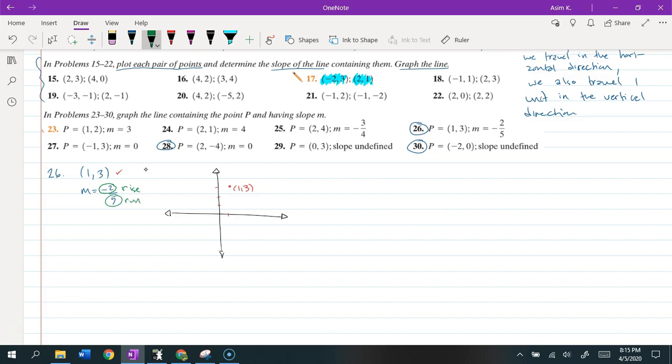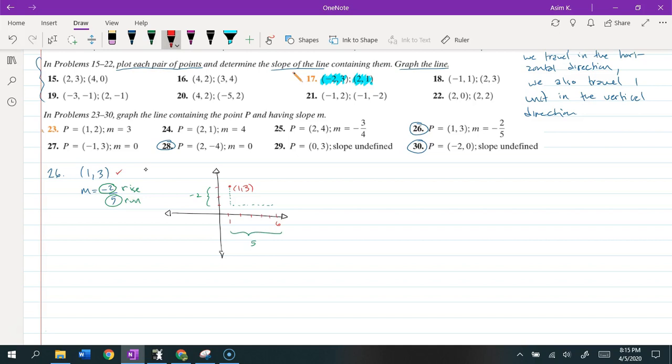So we're going to go -2 down, okay? And then we're going to run +5. So if we're at 1, I want you to think how much is 5 units from 1, and the answer that should come back to you is 2, 3, 4, 5, and 6. So you should be going in that particular direction as far as the slope is concerned. So your rise was a -2 and your run is a +5.